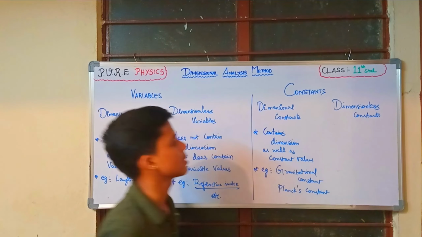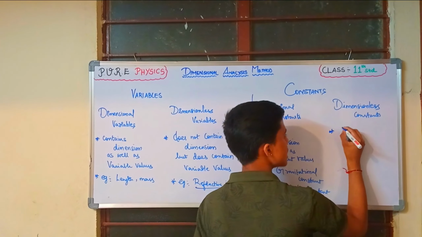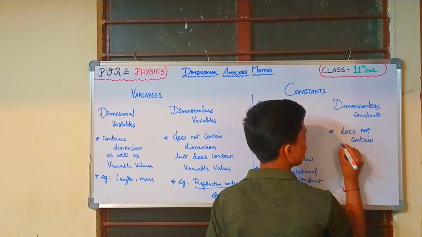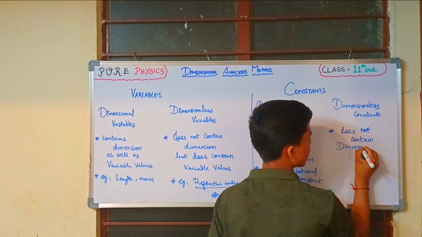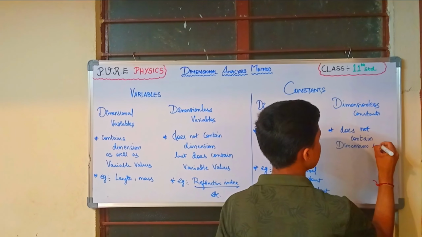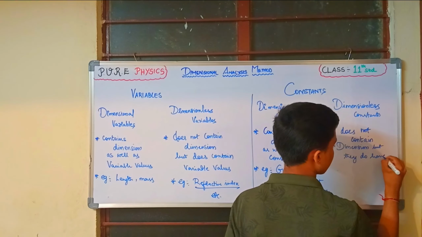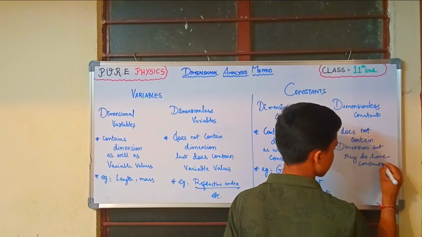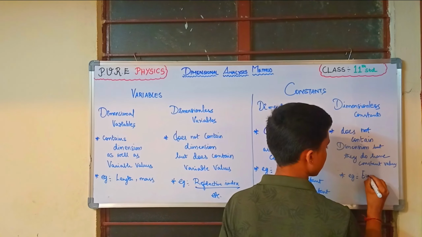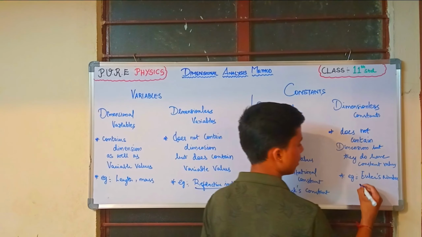Then dimensionless constants. Dimensionless constants are physical quantities which do not contain dimension, but they do have constant values. For example, Euler's number, or any number.